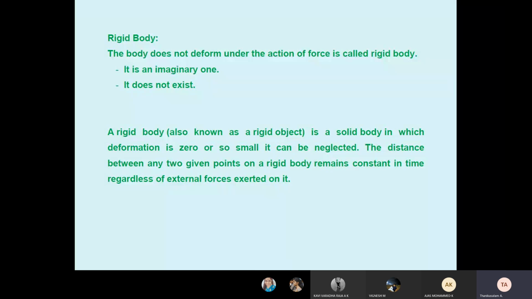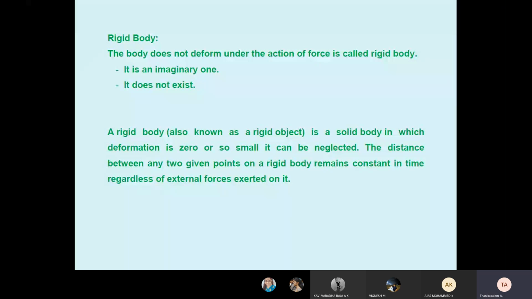For engineering mechanics, we do not go for that elongation here. We are discussing only rest or moving. Understand? All the bodies are deformable bodies. So the body that does not deform under the action of force is called a rigid body. It is an imaginary one. It does not exist.